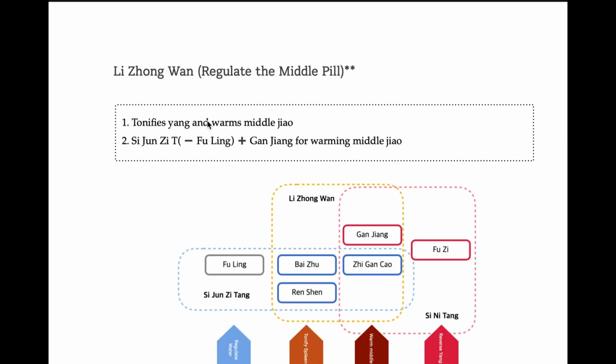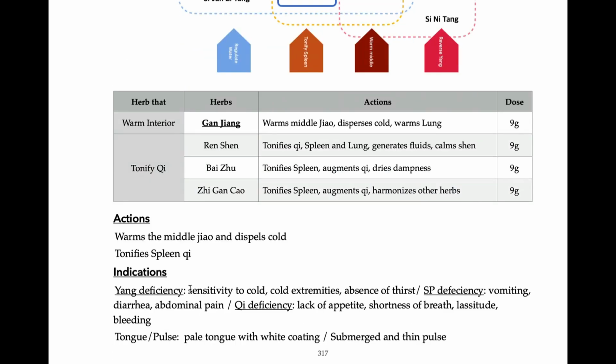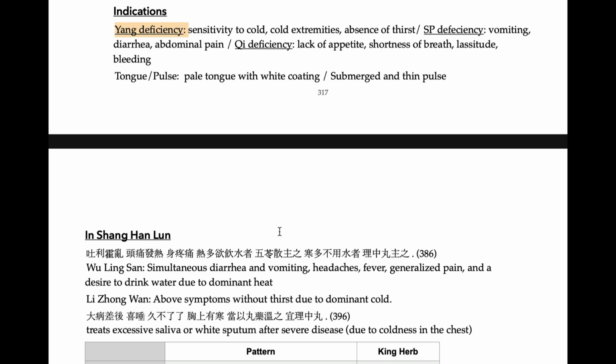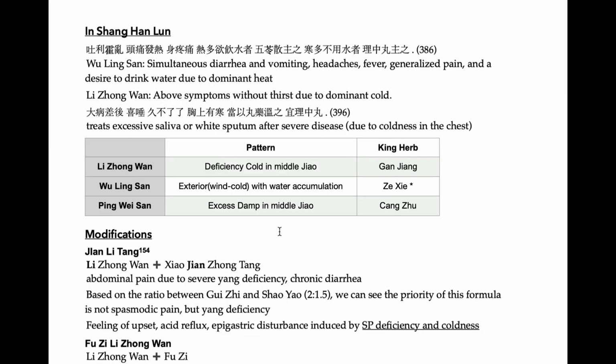Li Zhongwan: substitute Fuling in Sijunzitang with ganchang. Remember that. So ganchang warms the middle jiao, so warming the middle jiao, yang deficiency. And tie-in is another keyword. This is the tie-in formula in Shanghanlun. So yang deficiency, specifically spleen, and diarrhea. In tie-in, diarrhea. Remember diarrhea too.